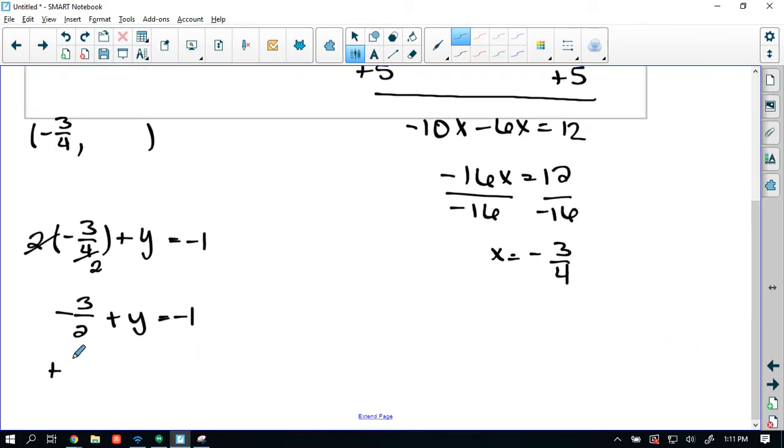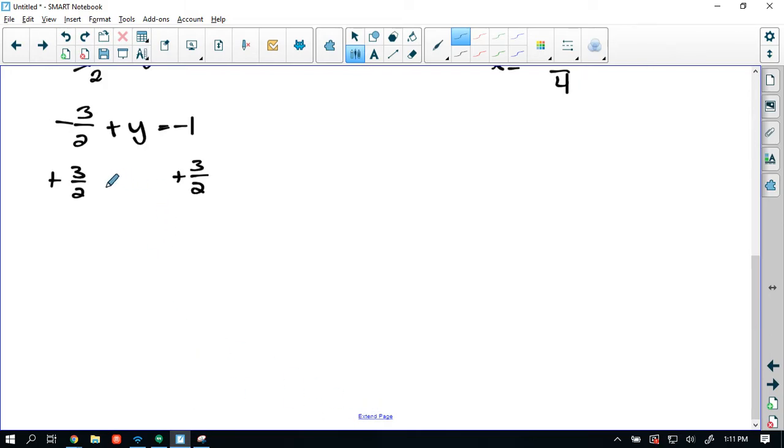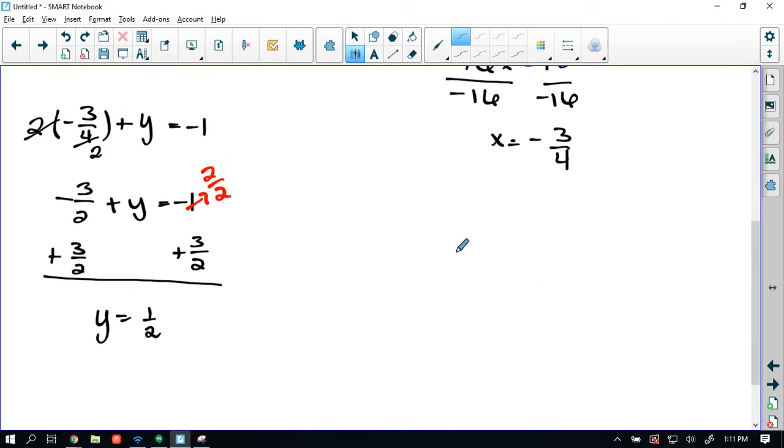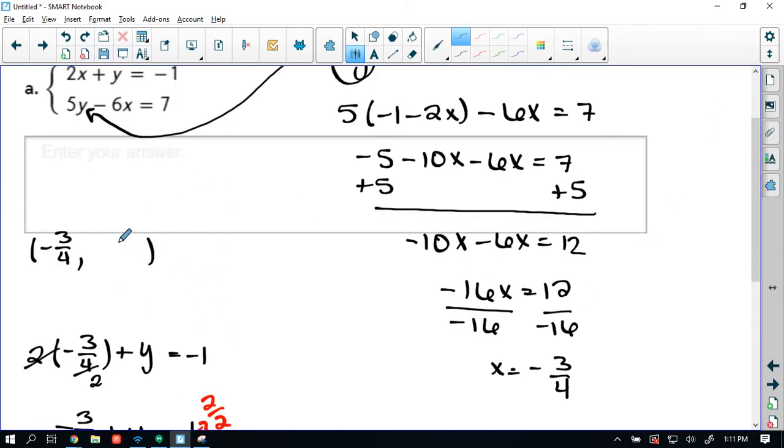I'm going to add the 3 halves to both sides. I need a common denominator here, so this 1 will become 2 halves. 2 plus 3 is 5, so y is equal to 5 halves. Oh, hold on. This is a negative, so y is going to be 1/2. Always watch for signs. I didn't even watch for the sign there.